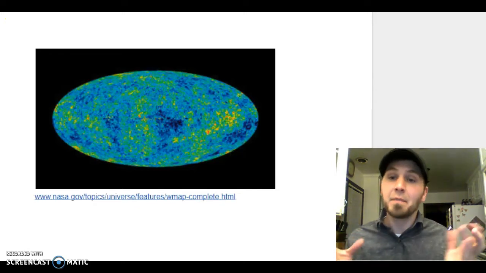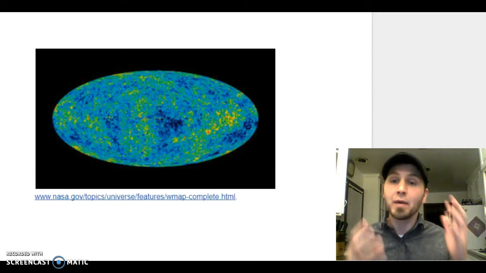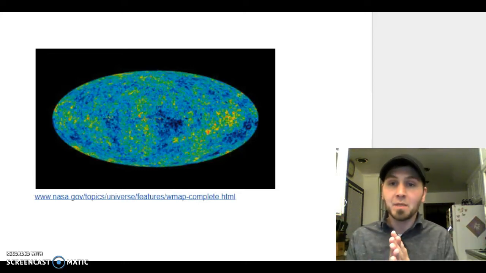So that's the CMB. It's basically ancient light radiation from the beginning of the universe, and it's a huge deal because it corroborates the Big Bang.